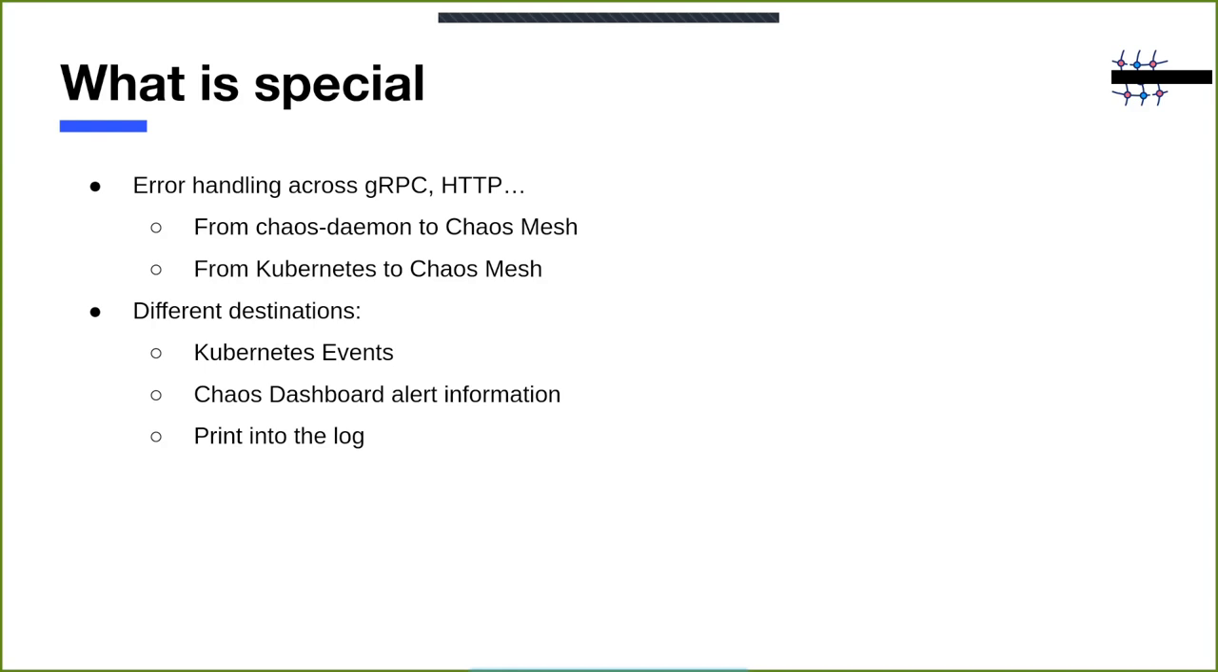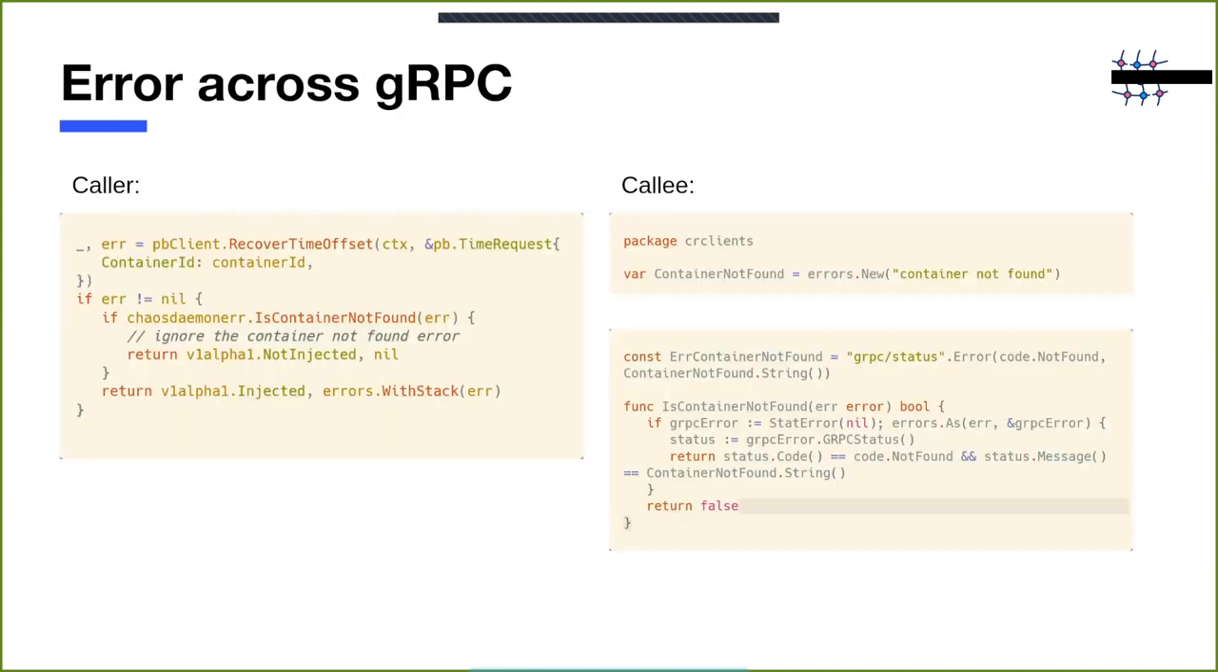Here is the example about how we considered the error across the gRPC. The callee should handle the inside error like a normal Golang program, but when it wants to return the error to the caller, it needs to convert the error into the gRPC status and provide a function for the caller to assert this error. And there are a lot of examples like this in the RFC.